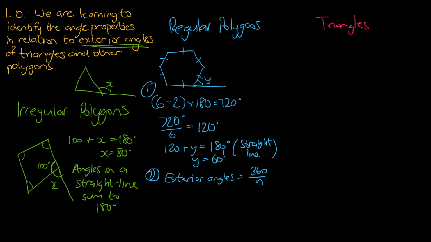So let's test to see if we can get our same answer as before. So our hexagon had 6 sides. That's going to be 360 divided by 6. That there comes to 60 degrees.